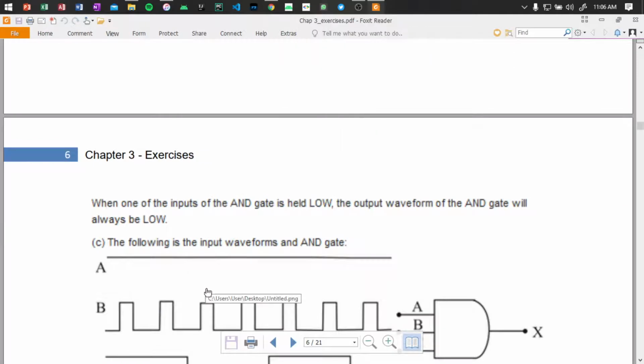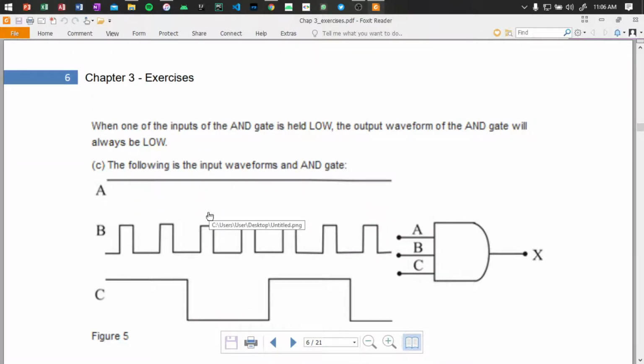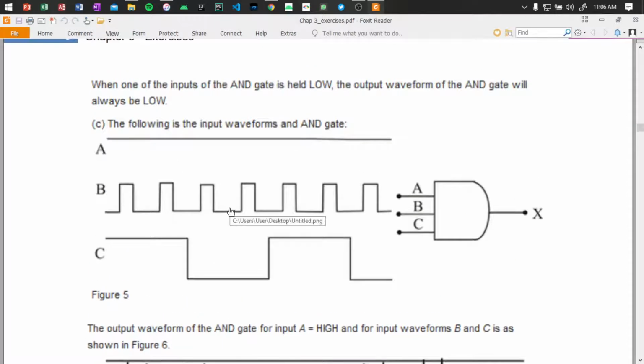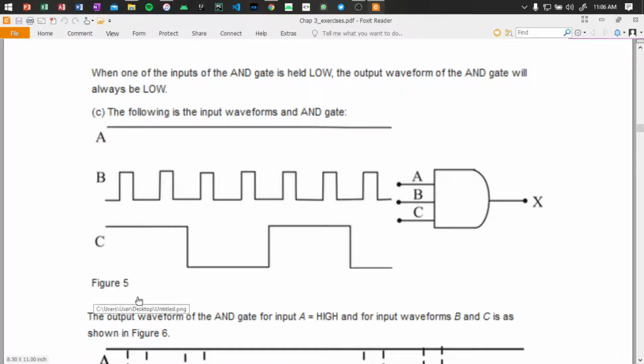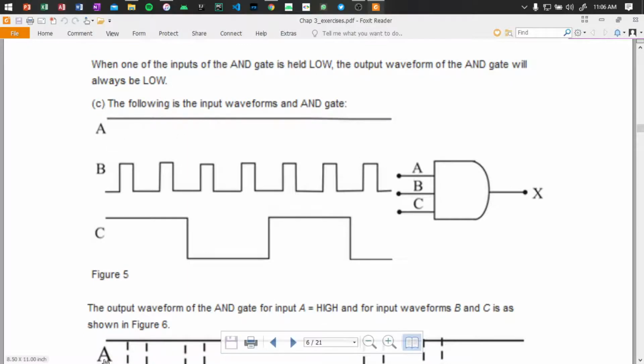Okay. Now, when one of the inputs of the AND gate is held low, in the output waveform the AND gate will always be low. And yes, because this is the AND gate, guys. Okay, this is the AND gate, X equals A times B times C. When A is off, it means X is always off because A is off.